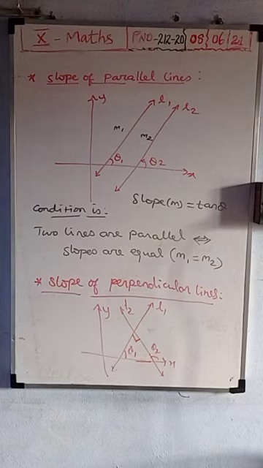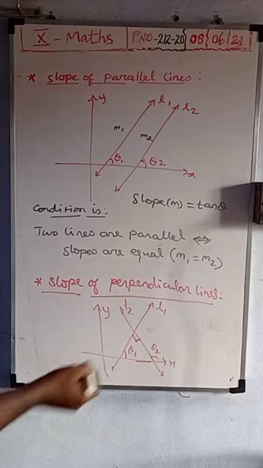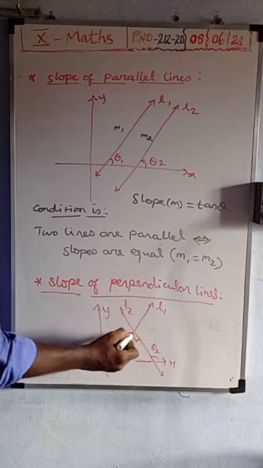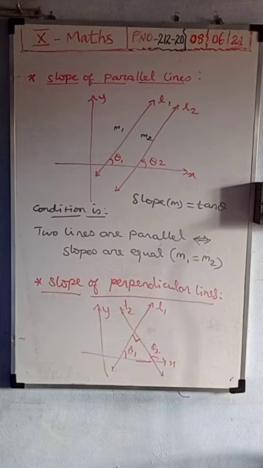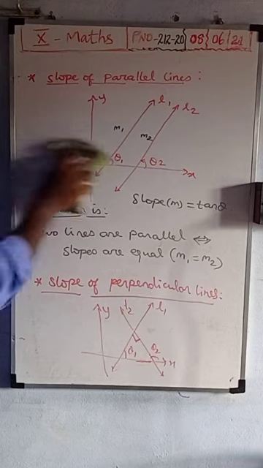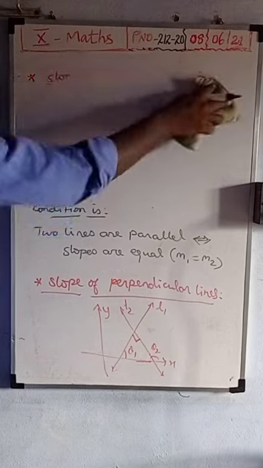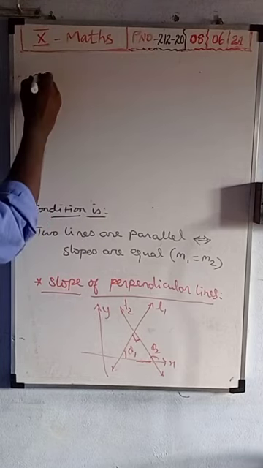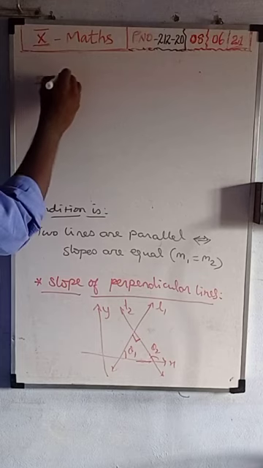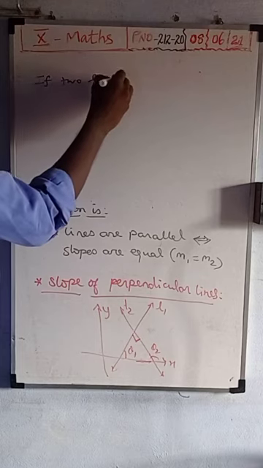If two lines intersect and the angle where they intersect is 90 degrees, these lines are called perpendicular lines. So here L1 and L2 are perpendicular lines. What is the slope condition?